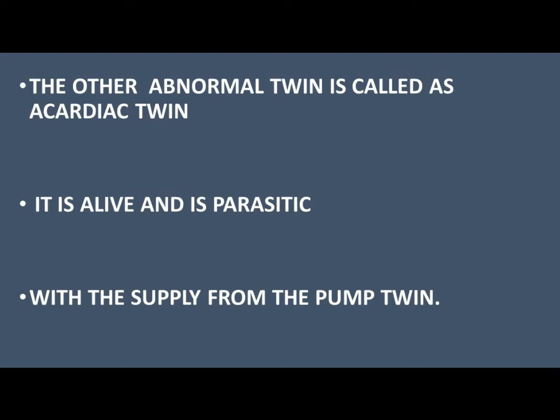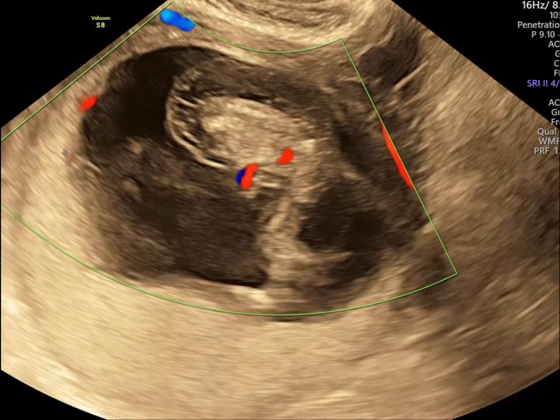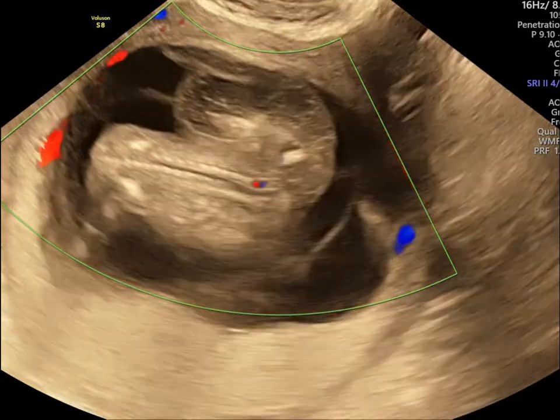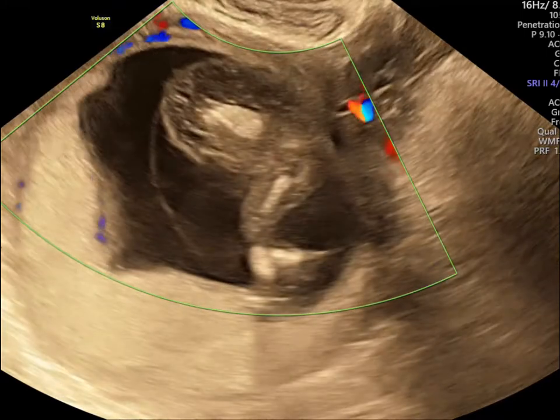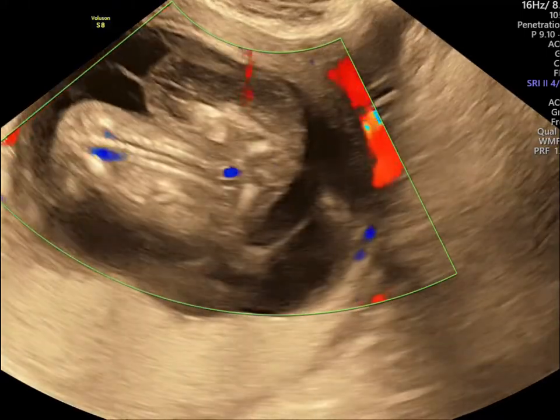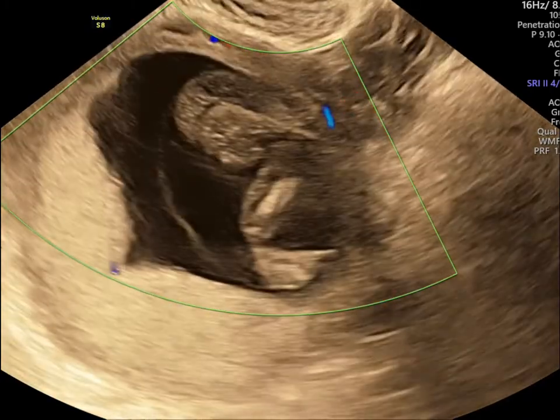Usually in all twins, it is common at the placenta level to have arterial to arterial anastomosis, arterial to venous anastomosis and venous to venous anastomosis, with normal flow in the appropriate umbilical arteries and veins of the twins. But in this TRAP sequence, there is reversed umbilical arterial flow in the acardiac twin.